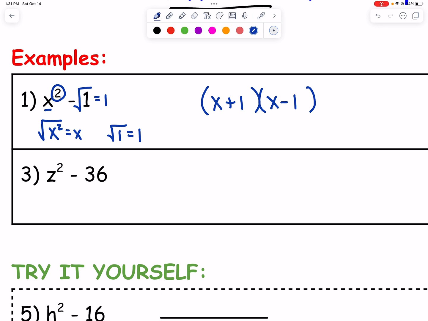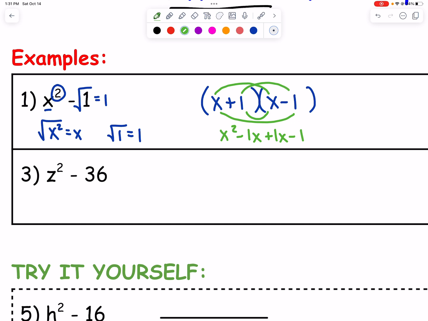Now for this first example, I'm just going to show you why it works to have a difference of squares. So if I FOIL this back together again, I would get first times first gives me x squared. Outside times outside gives me negative 1x. Inside times inside gives me 1x. And then last times last gives me negative 1.